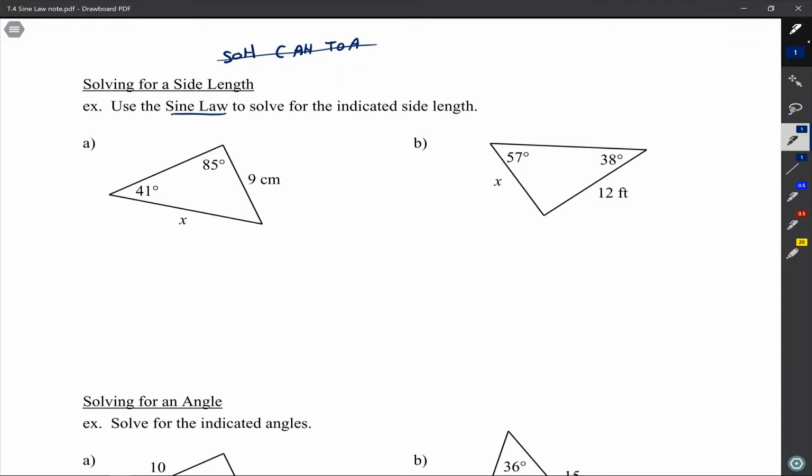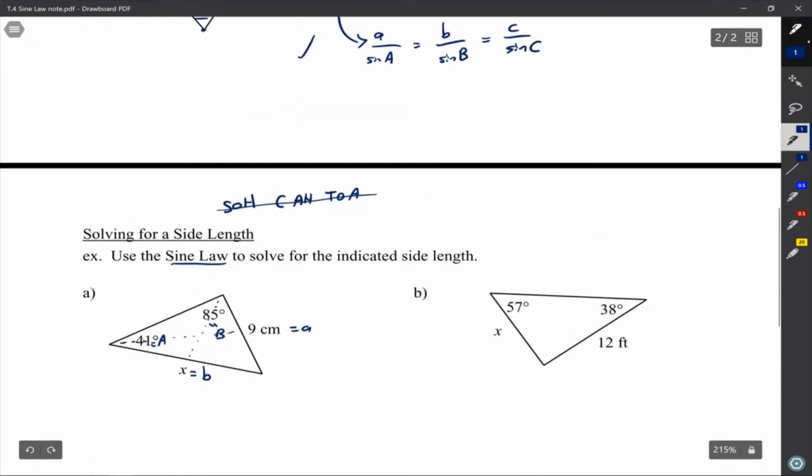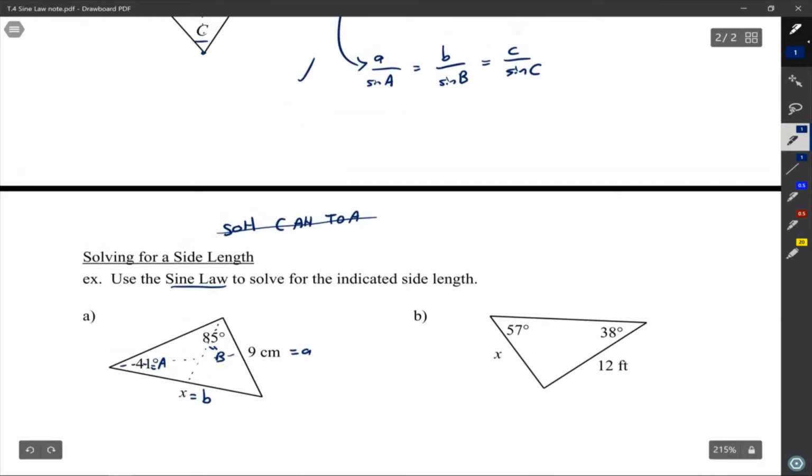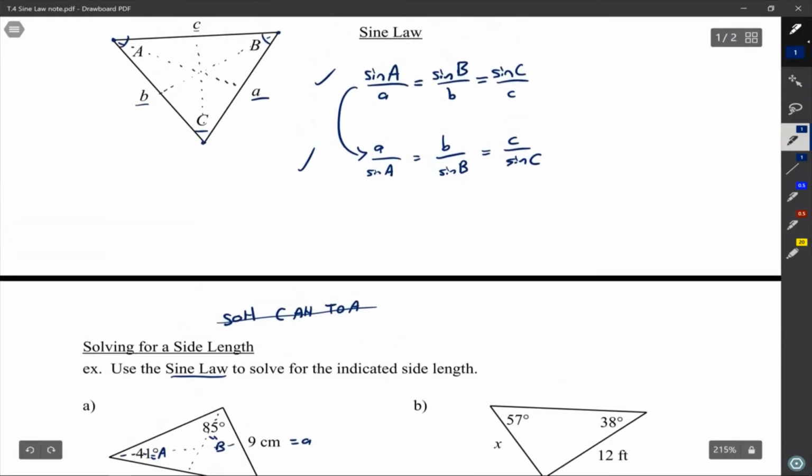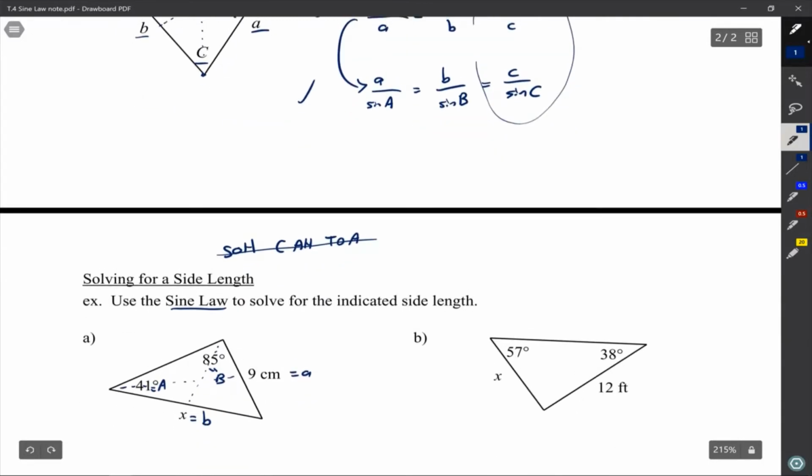So here we can label this angle A. Label this angle B. If I'm doing that, then opposite angle A is side length A. Opposite angle B is side length B. Here we're solving for an indicated side length. What we're going to do, because we only have A and B's in here, we're not even going to worry about these parts. What we're going to look at is side length B.